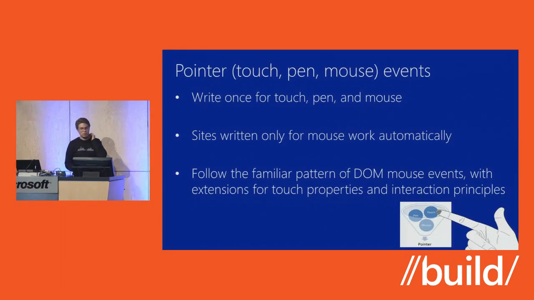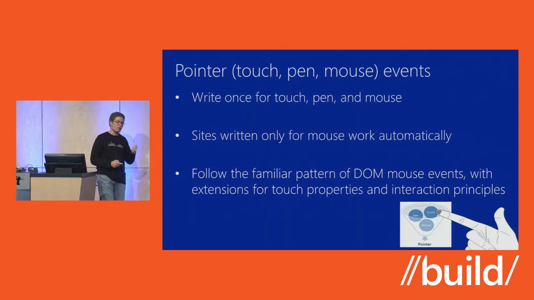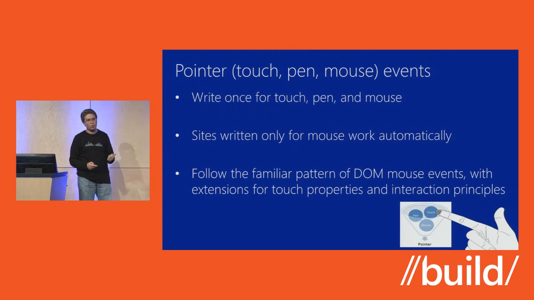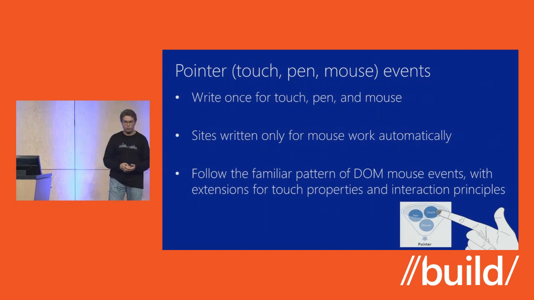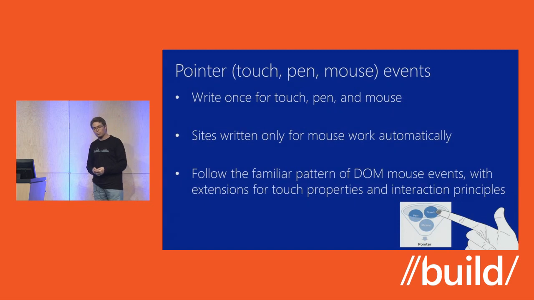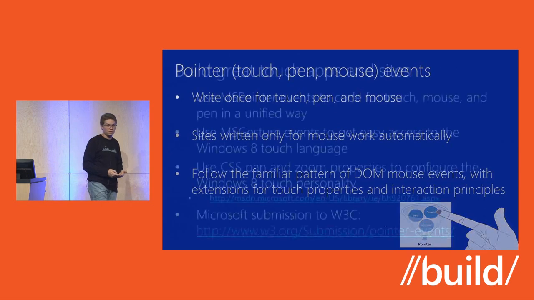So pointer is really interesting because the idea is to write the code only once to support touch, pen or stylus, because we've seen during the keynote that there are a lot of cool devices using a pen and a mouse. And you don't have to check if it is a stylus, a touch, or a mouse. You can write it once, and the new specification will handle it for you. You're going to follow what you usually do for mouse events, but you will have some new pointer things.